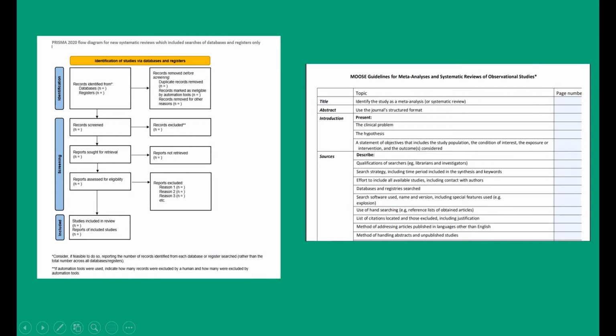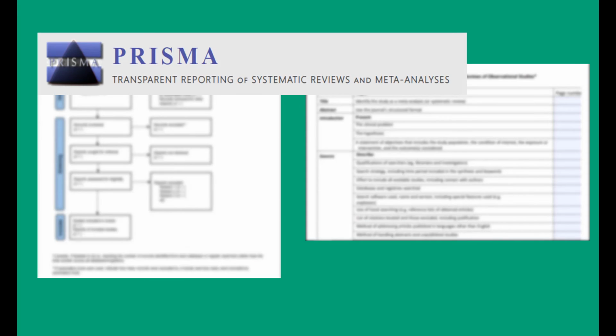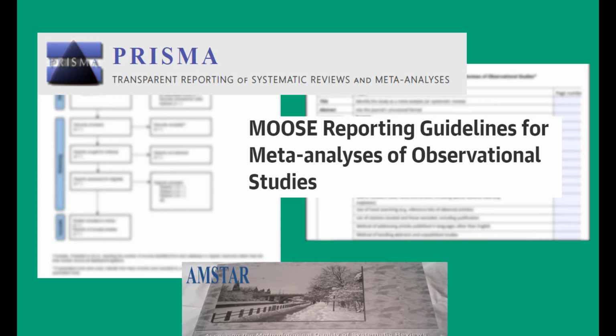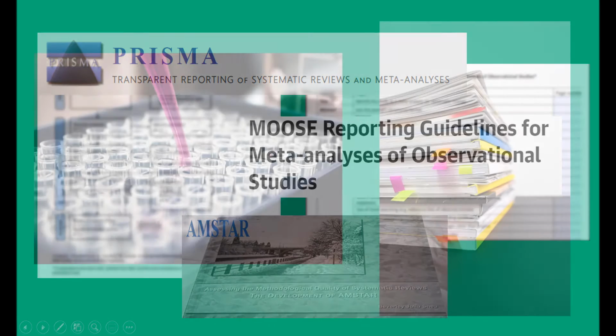There are also guidelines that you can follow for reporting systematic reviews and documenting your methodology. These take the forms of checklists to check your review against and flowcharts to document your process. Perhaps the most well-known of these is PRISMA, but you can also use the MOOSE Guidelines or AMSTAR. Like the previously mentioned guidelines, PRISMA, MOOSE, and AMSTAR are freely available online.